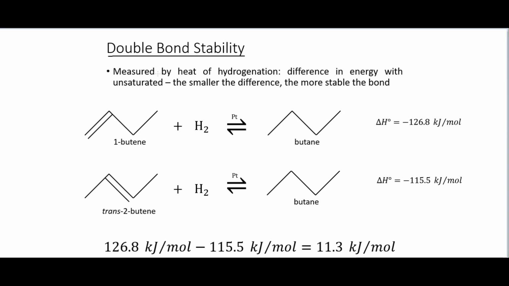All right, so we measure the double bond stability with the heat of hydrogenation. So hydrogenation is adding hydrogen and using a platinum catalyst to saturate these bonds. So the double bond is unsaturated because it's possible to add more hydrogens, where the single bond is considered saturated because you can't add any more hydrogens to it.